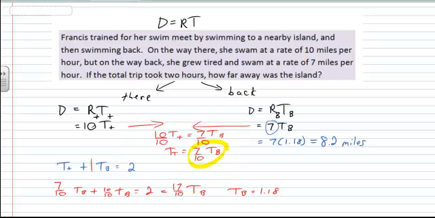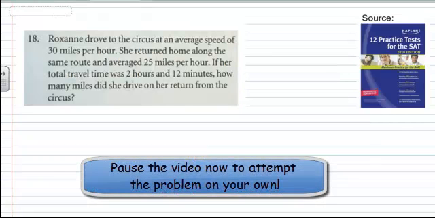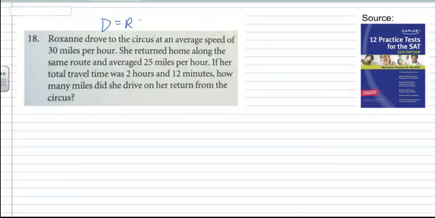Next problem. Roxanne drove to the circus at an average speed of 30 miles per hour. She returned home along the same route and averaged 25 miles per hour. If her total travel time was 2 hours and 12 minutes, how many miles did she drive on her return from the circus? This is another problem with the D equals RT scenario for both legs of the trip, for the way there and for the way back.